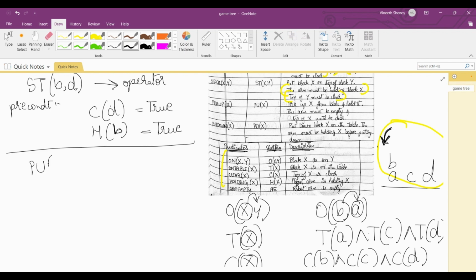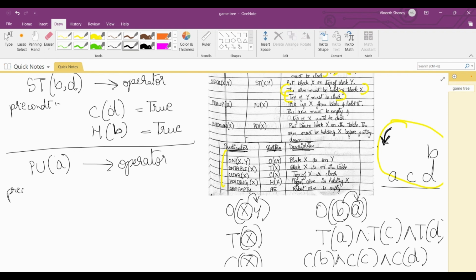Now the next operation we have is pickup. Pickup is a single variable predicate. So consider you want to pick up A. Now we have placed B on D. So if I go over here, on this right side, we picked up B and we placed it on D. Now A has nothing on top, so I want to pick up A. We use the operator pickup of A. This is the operator.